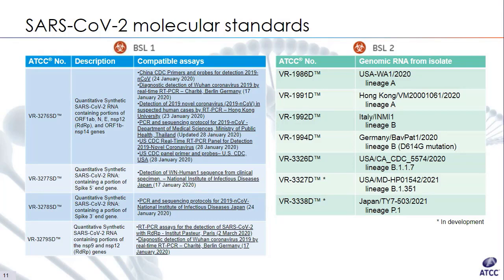We wouldn't be interested in VR3277SD or VR3278SD for inclusivity because the spike gene is out of scope for the assay. But VR3276SD and VR3279SD would be worthwhile to include because these could be suitable as assay controls later on. We'd also want to test all of the genomic preparations for SARS-CoV-2.